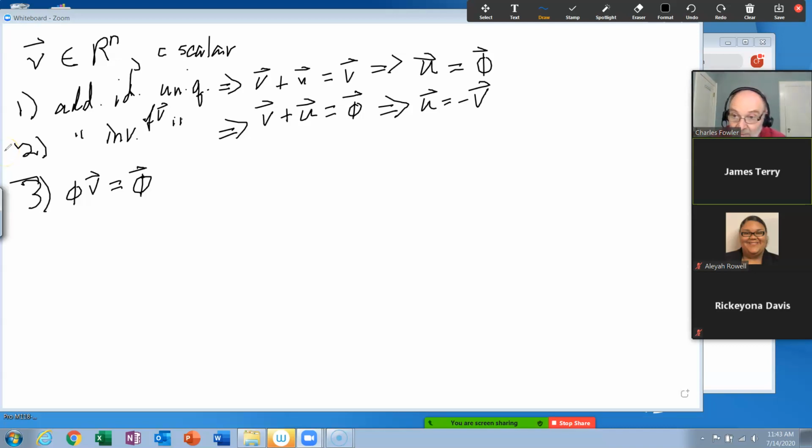Okay? Number 4 is almost as blatantly obvious, and that is c, any old scalar c, not necessarily 0, any scalar, 4,565,084 times the 0 vector. Guess what that's going to give you? The 0 vector. It's going to be a vector. Okay, multiply a scalar by a vector, you get a vector.